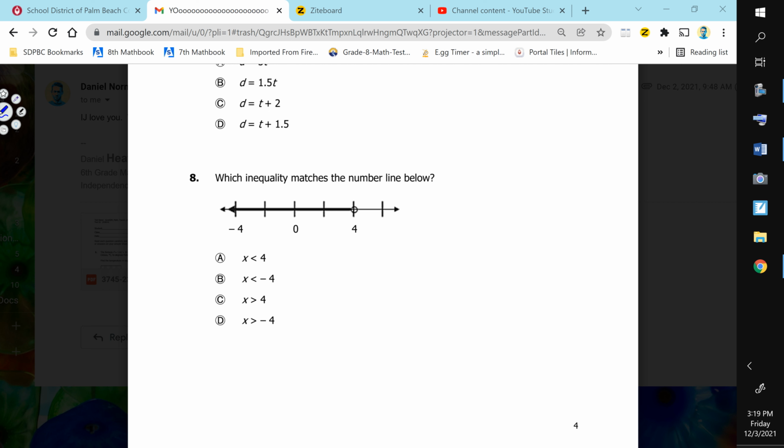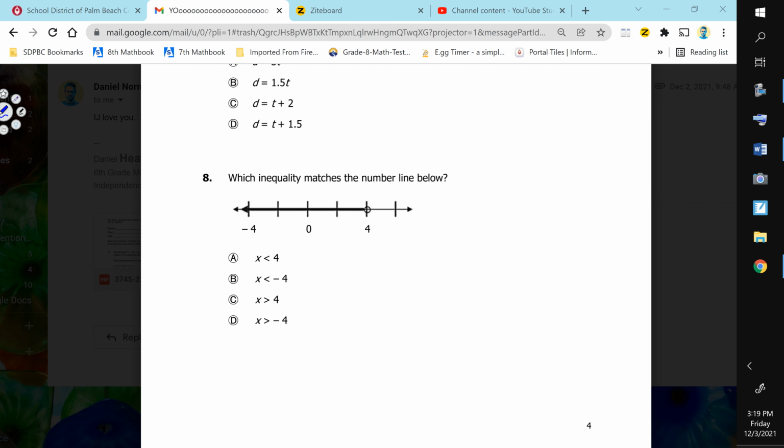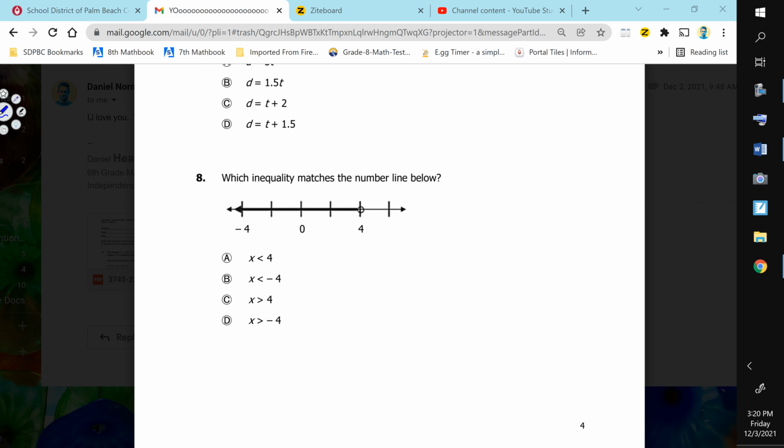This one matches. X is all of these numbers, and all of these numbers are all of these. Oh my gosh, look at this.